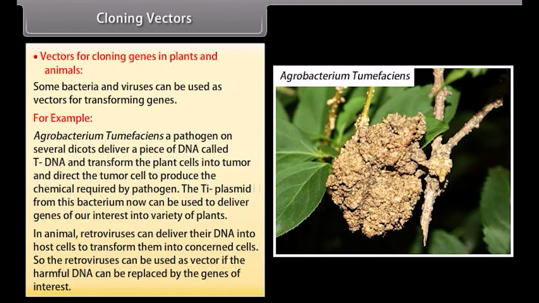In animals, retroviruses can deliver their DNA into host cells to transform them into cancerous cells. So, the retroviruses can be used as vectors if the harmful DNA is replaced by the genes of interest.